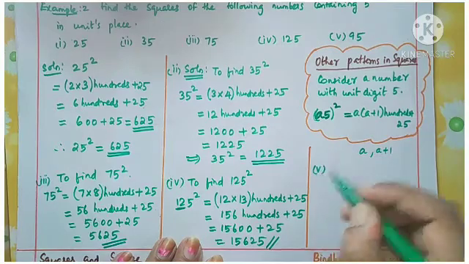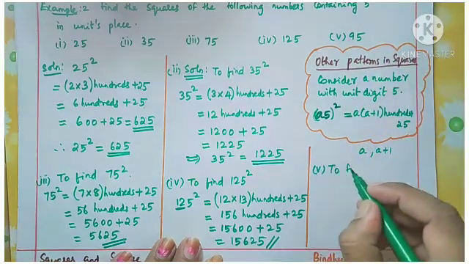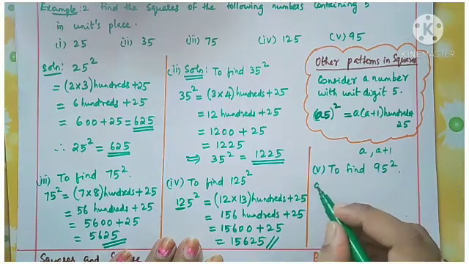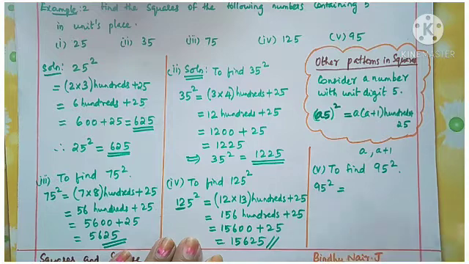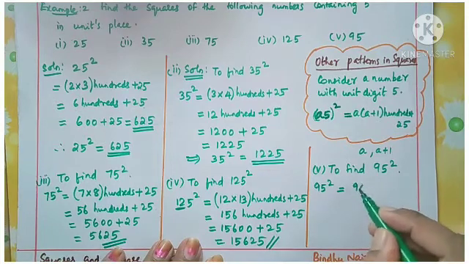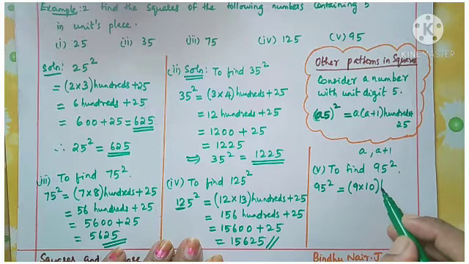Now we have one more question. Question number 5, what number? 95. So to find 95 square, see the first number, it is 9. So 9 is multiplied with the next number. Next number of 9 is 10. Close the bracket.